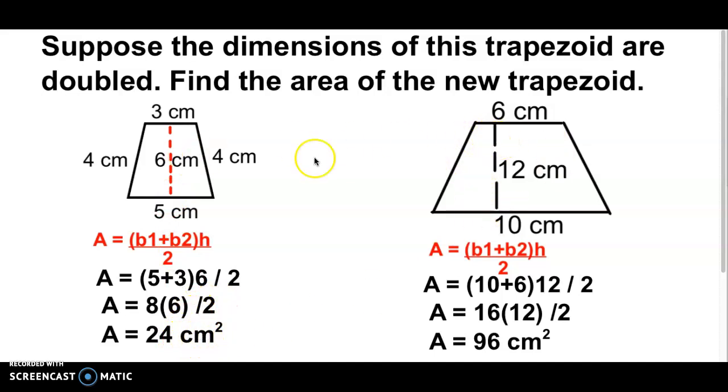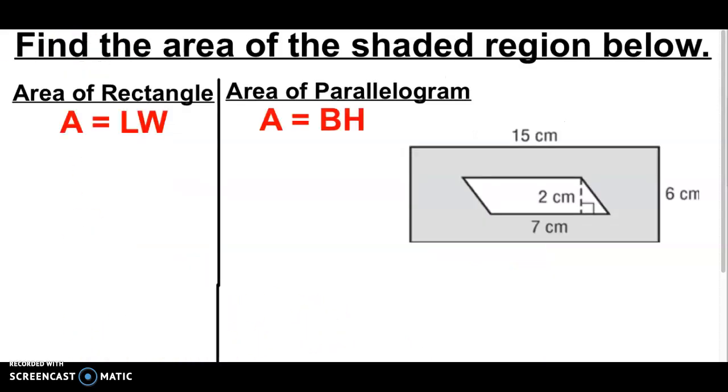I doubled the dimensions, but I didn't bother doing the sides because I know I didn't need those for the area. So the base became 10, the other base became 6, doubled means times by 2, the height became 12, and I worked it out and I got 96 centimeters squared. So the area got doubled and then doubled again. Let's look at the next one.